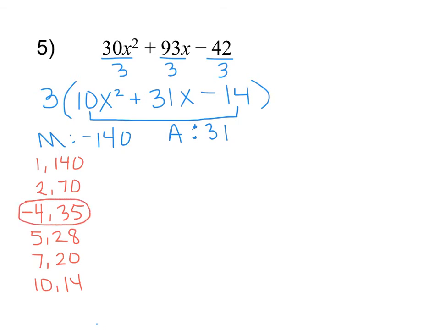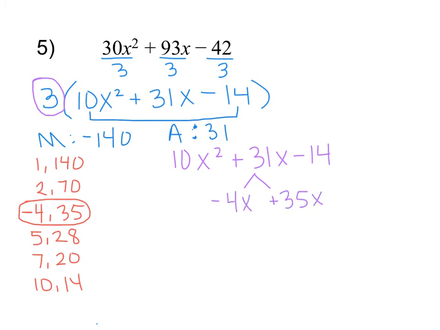So now I'm going to rewrite that factored trinomial. I'm going to write 10x squared plus 31x minus 14. And we're not going to forget about this 3. We'll worry about it at the end, but for right now, let's worry about factoring this. So I'm going to split that middle term up into negative 4x and positive 35x. And it doesn't matter what order you put those in, which one goes first and which one goes second.